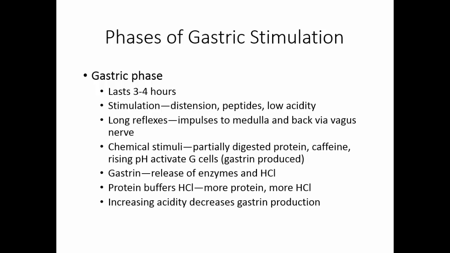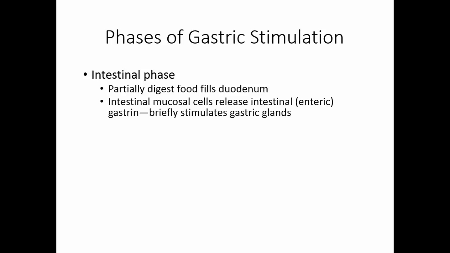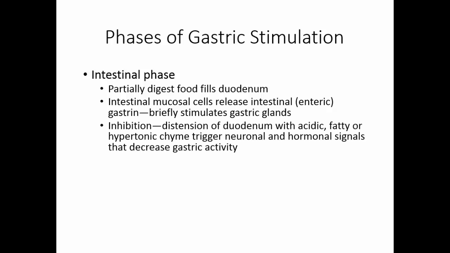Increasing acidity, that is, as the stomach gets more and more acidic and the pH goes down, is one of the things that will decrease gastrin production. The sympathetic nervous system will also inhibit secretions. The third phase of gastric stimulation is the intestinal phase. Partially digested food begins to enter the duodenum. The intestinal mucosal cells release intestinal gastrin. Now, this intestinal gastrin briefly stimulates the gastric glands, but then starts to inhibit them.